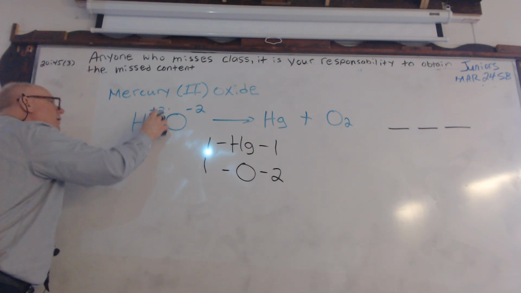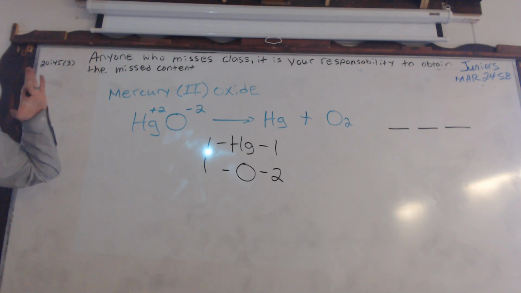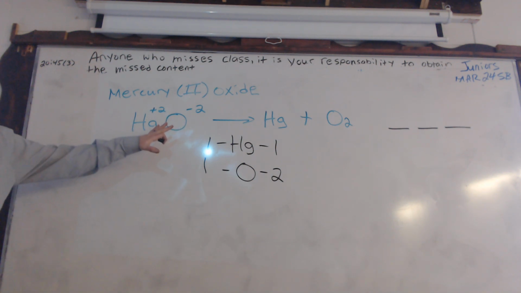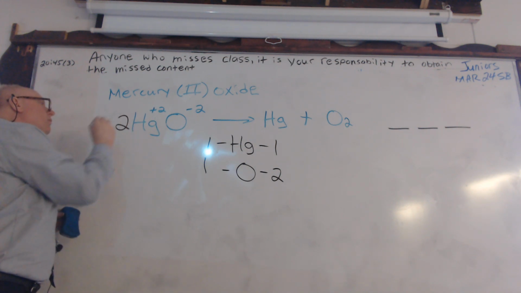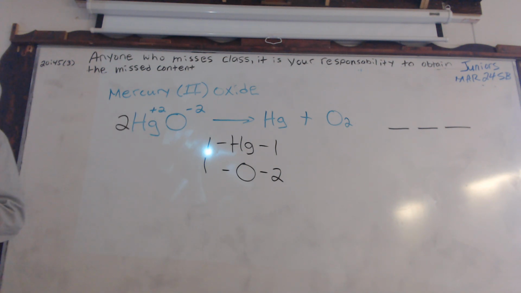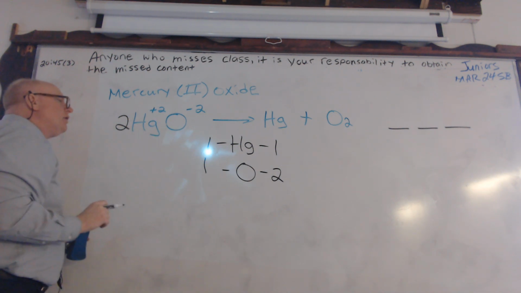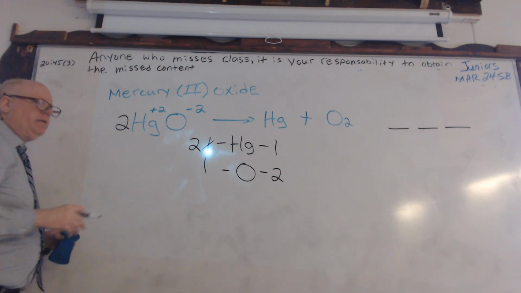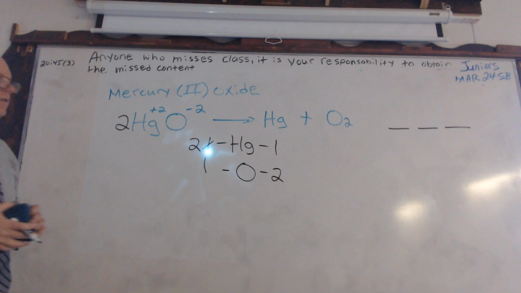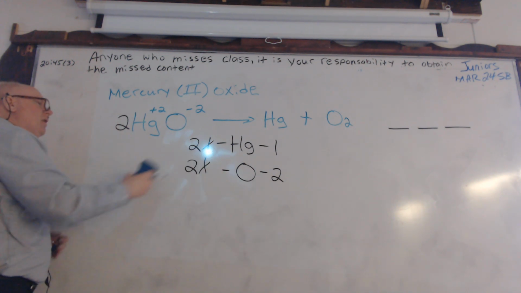So where would the number 2 go for what we are trying to accomplish here? Okay. So we put it here. And what is a distributive property? What does it mean to distribute? You multiply across. So what is 2 times 1 for mercury? 2. Okay. What is 2 times 1 for oxygen? 2. Okay. So our oxygens are now balanced, but now our mercury isn't.